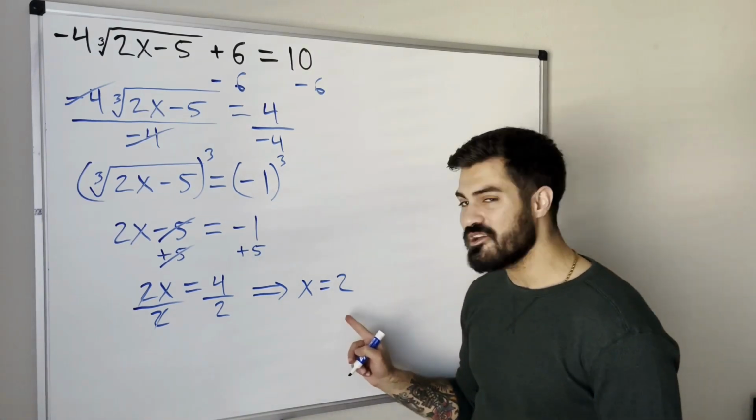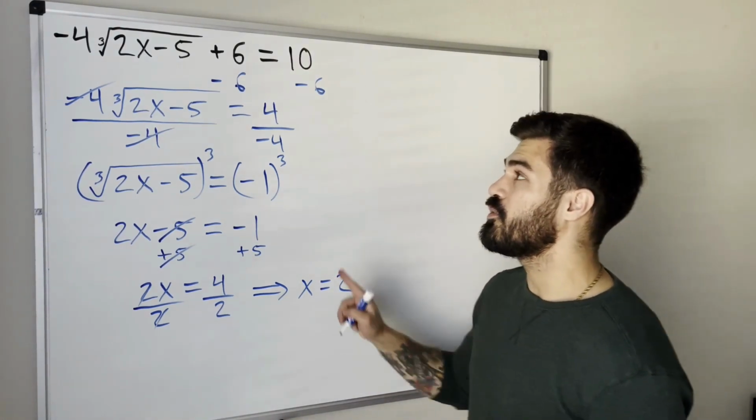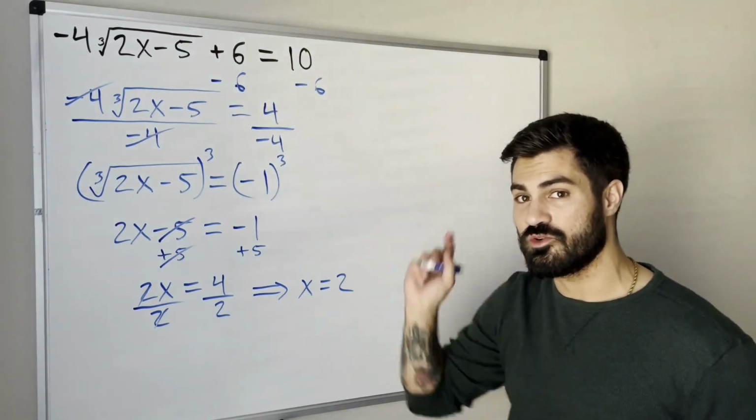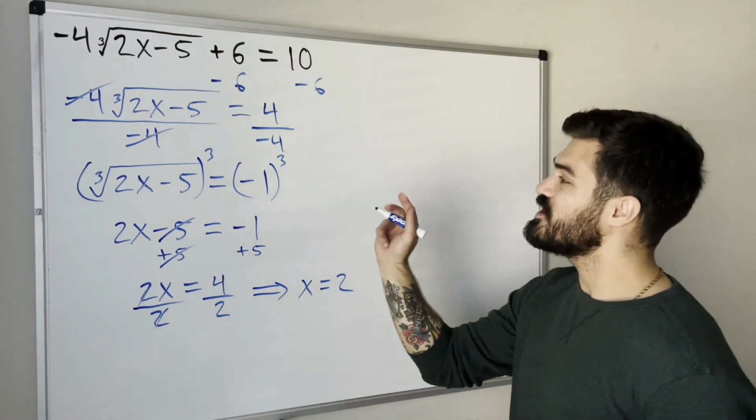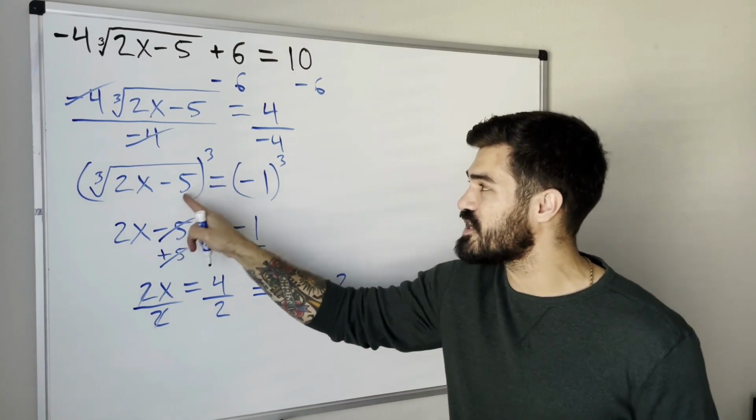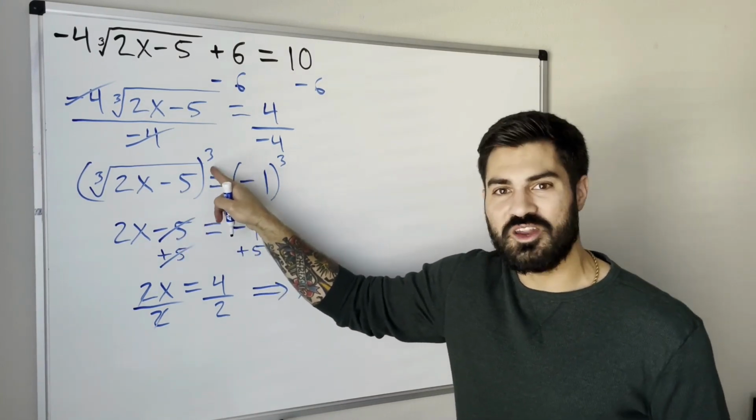Now, do we technically have to go back and check whether this is a solution to the original equation or not? Technically, no, because what did we do? We raised both sides of this equation to an odd power.